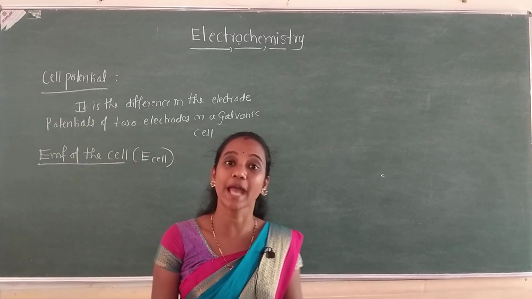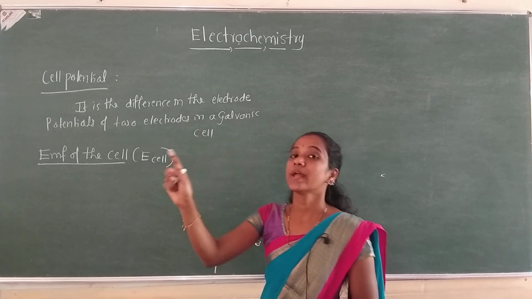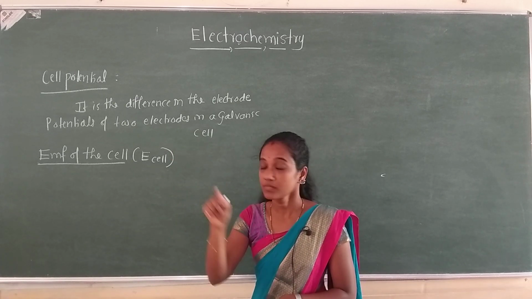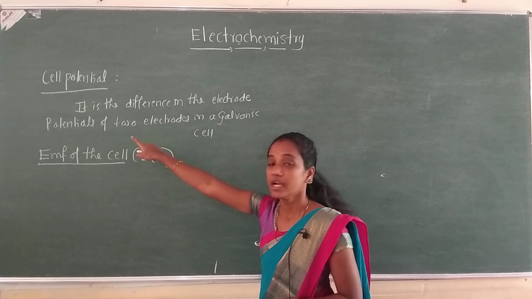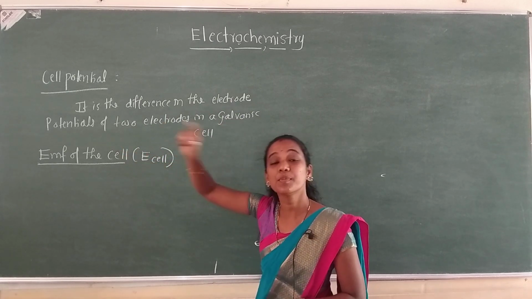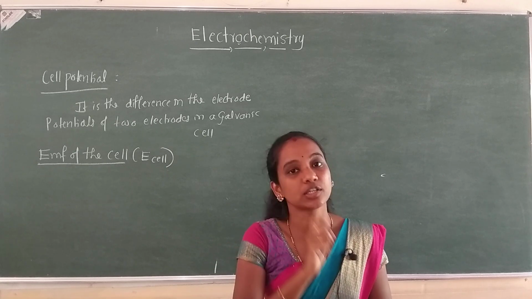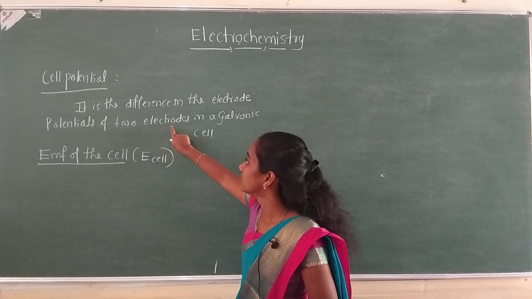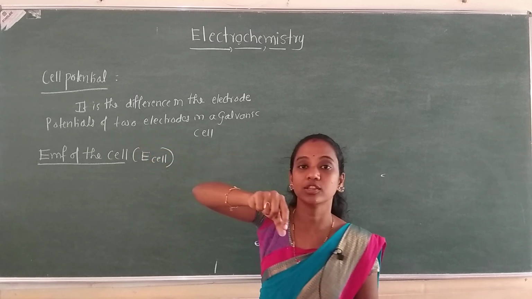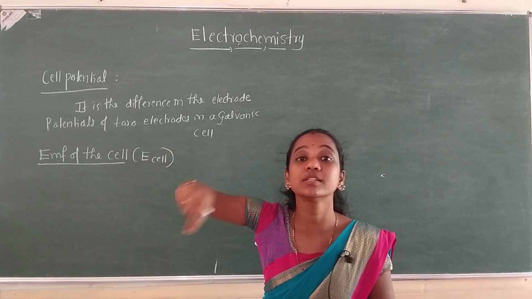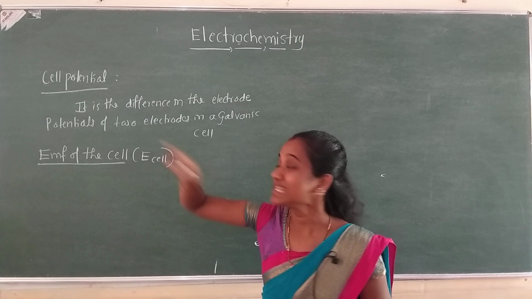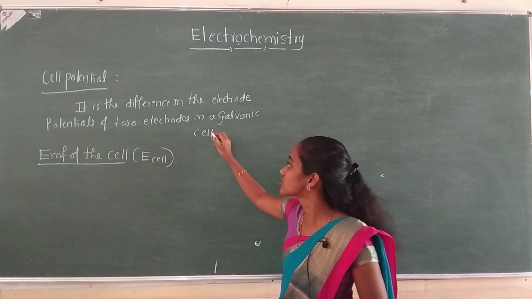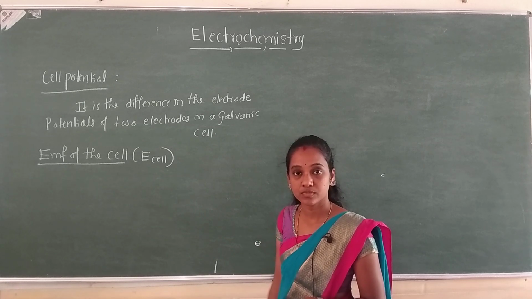In a galvanic cell, the cathode and anode are present. What is electrode potential? It is a potential difference developed at the interface between electrode and electrolyte, right? So the difference between the electrode potentials of the cathode and the anode is nothing but the cell potential, and it is always measured in volts.